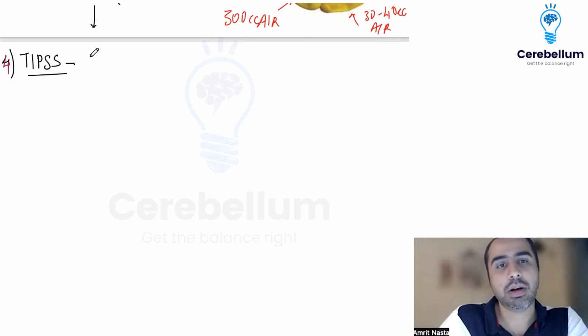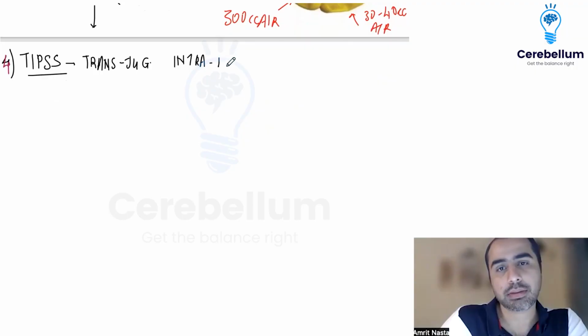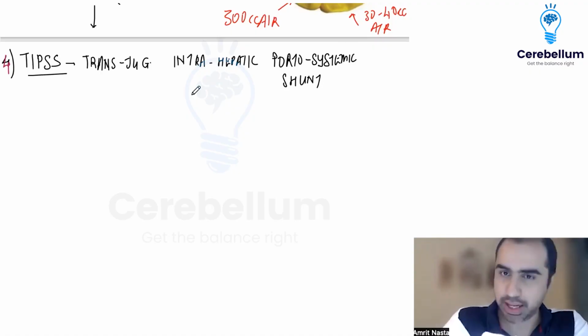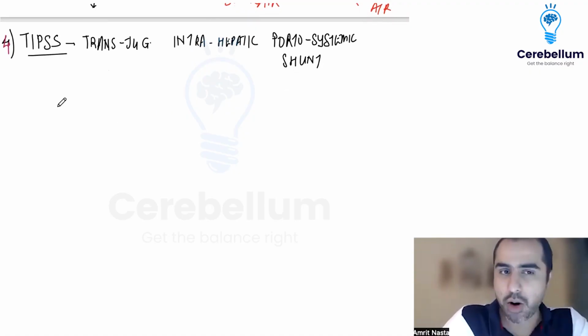TIPS stands for transjugular intrahepatic portosystemic shunt. फैंसी नेम, नाम बड़े दर्शन छोटे, इतनी कोई बड़ी चीज नहीं है, सिंपल ही है, मैं बता दूंगा. But understand how it works. How does this TIPS work?